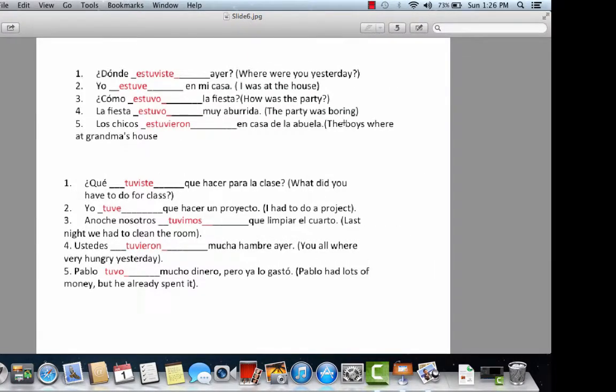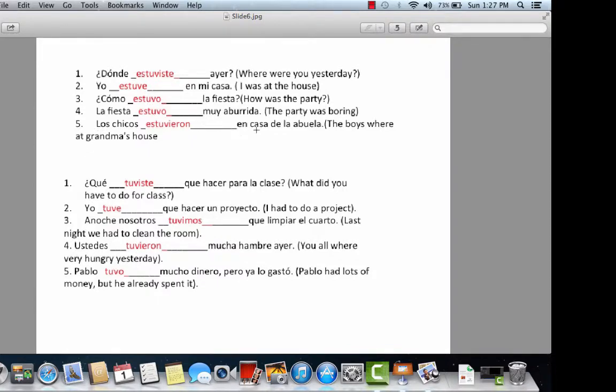Here are the answers to the exercise with estar and tener. ¿Dónde estuviste ayer? The subject is you, the form is estuviste. Yo estuve en mi casa. The subject is I, the form is estuve. ¿Cómo estuvo la fiesta? How was the party? The subject is the party, so you use the third person singular. La fiesta estuvo muy aburrida. The party was boring. Again, the subject is the party, third person singular.